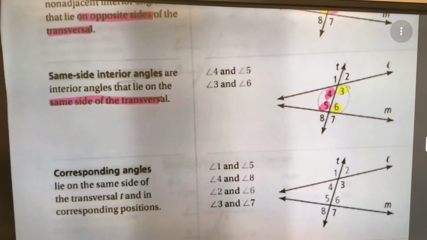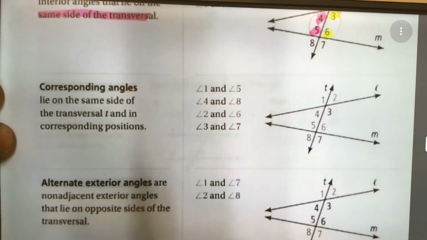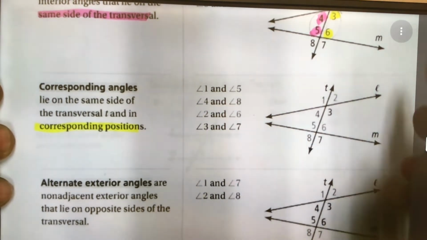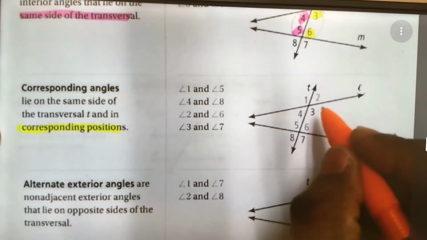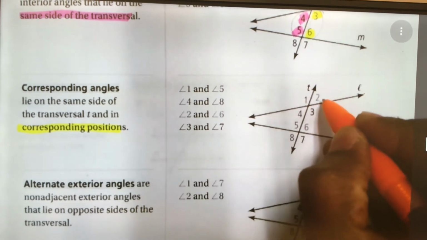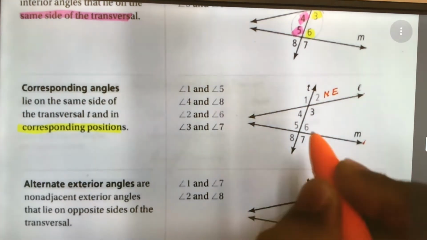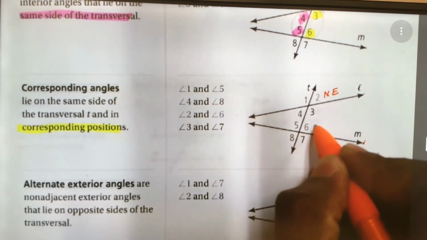The third one is the corresponding angle. Corresponding angles are on the same location, the corresponding position. It's easy to remember in that way. Just assume that these lines are streets: street L, street M, and street T. If this is a street and 2 is a building, we could say that 2 is on the northeast side. And also the building number 6 is also northeast of those two streets.